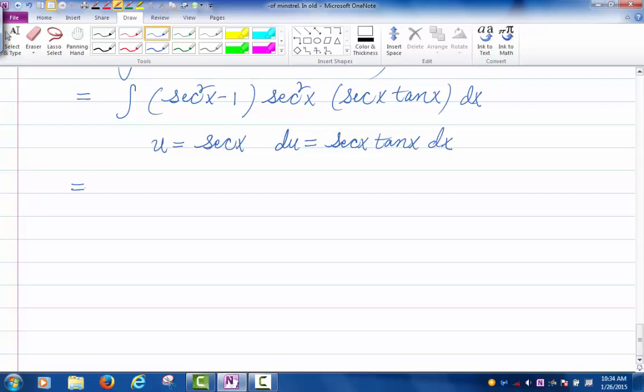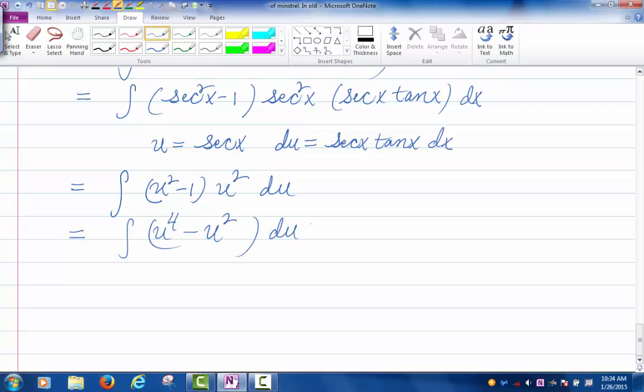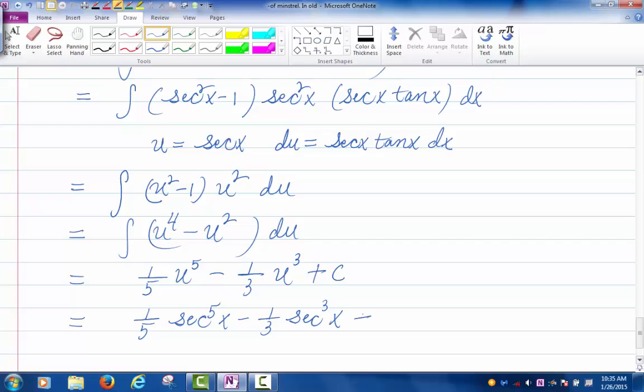All right, so let's make that substitution. I get u squared minus 1 times u squared times du. So what I get is u to the 4 minus u squared du, which gives 1/5 u to the 5 minus 1/3 u cubed plus c. And finally, u is secant, so I get secant to the 5 x minus 1/3 secant cubed x plus c.